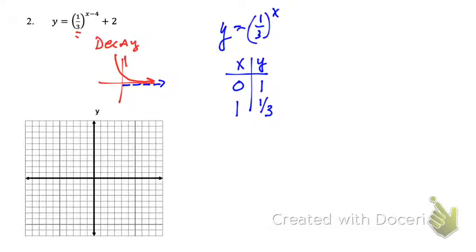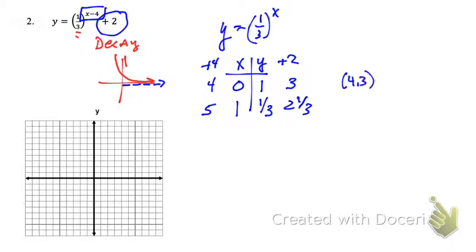All right. But we have a plus 2. Whoops, getting ahead of myself. We have x minus 4 in our exponent, which means we do the opposite. We would add 4 to our x's, so we'll get a 4 and a 5 over here. The plus 2 that is outside means we add 2 to our y's. We get 3 and we get 2 and 1/3. Okay, so the points we need to graph are going to be (4, 3) and (5, 2 and 1/3).